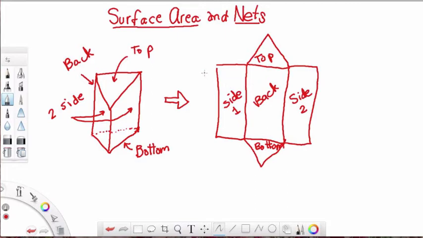So, let's say for example, the length of this face here is 5, the width of the same side of this face is 2, and let's say the width of this face here is 3.